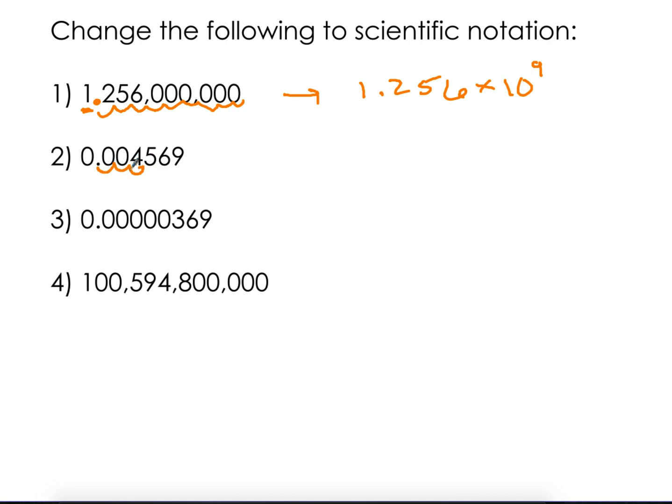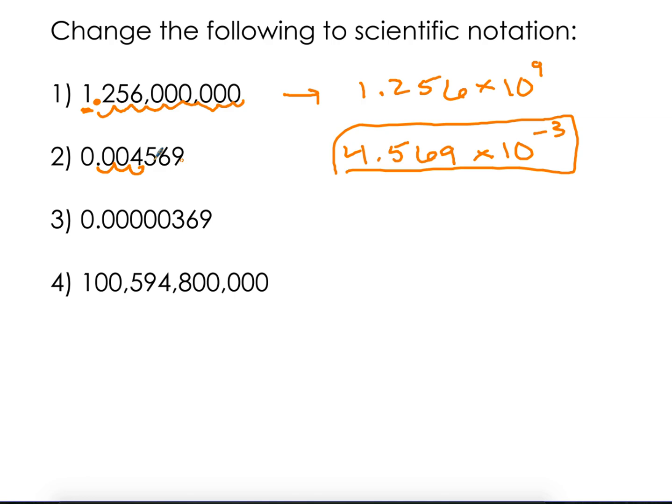This one right here, I got to move it to the right. I'm going to move it 1, 2, 3 times. So that's 4.569 times 10 to the negative third. Okay. And it's a negative exponent because it's a really small number, and we had to move our decimal to the right.